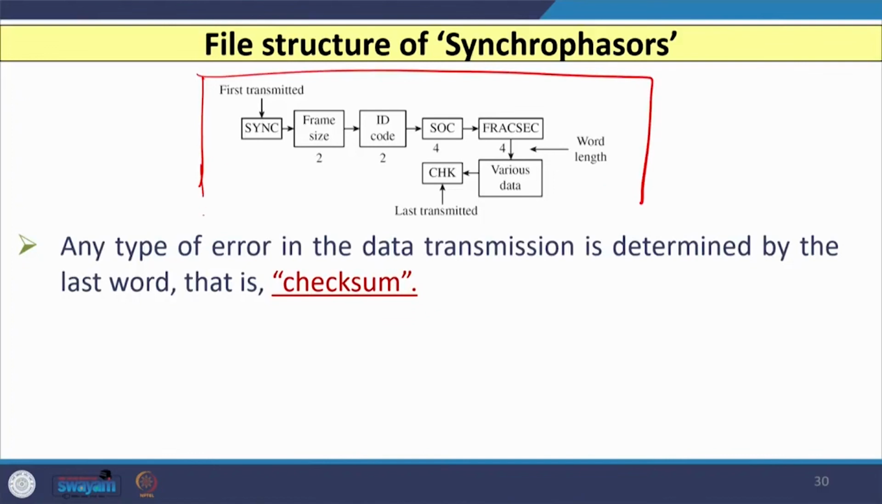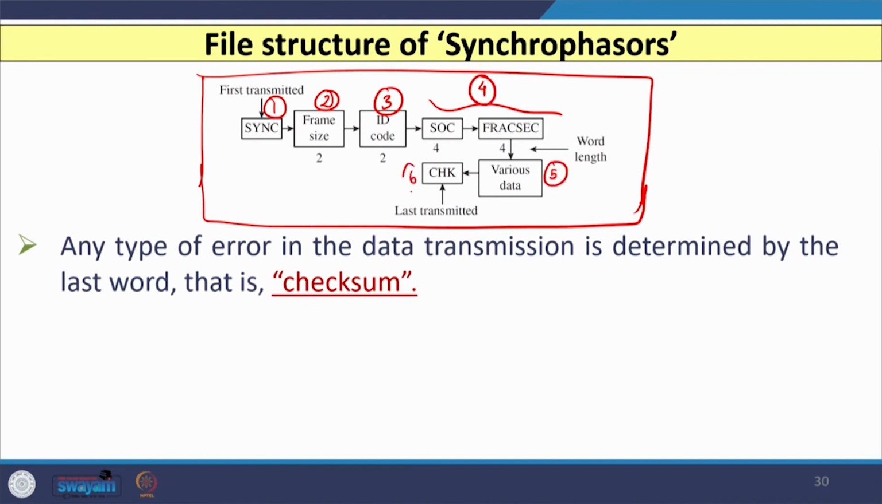Here we have discussed that this diagram is very important when a PMU is going to transmit the file. In that we have the sync, frame size, ID code, and then these two, SOC, second of century and fraction of second, along with the data, and last the checksum. These 6 important aspects are there when any transmission of the file is carried out by the PMU, may be from PMU to PDC or at any level.